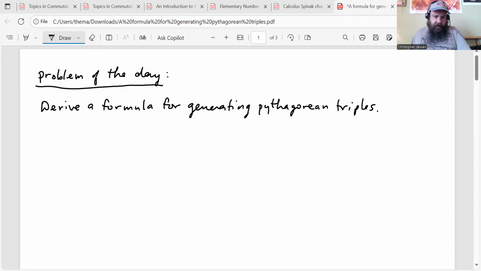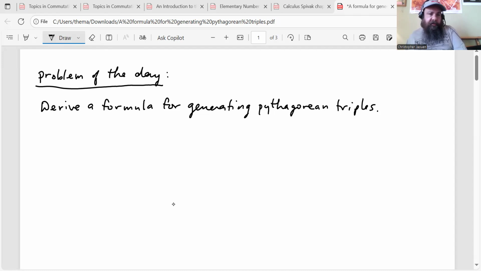So let me bring up the whiteboard and I'll show you what it is and then we'll prove it. Okay, so this is a pretty famous formula that I'm going to show you guys. I want to derive a formula for generating Pythagorean triples for you. But before I do that, in case you don't know what a Pythagorean triple is, let me explain what that means. And then I'm going to prove an interesting lemma and then use that to show that we get a formula using that lemma.